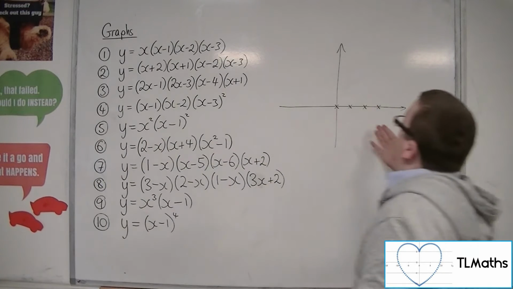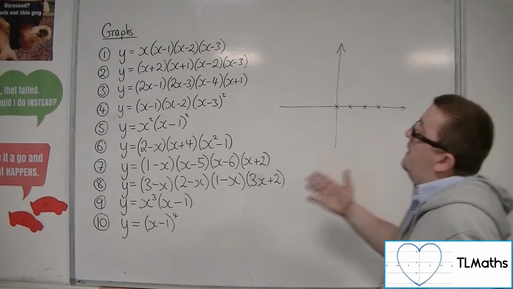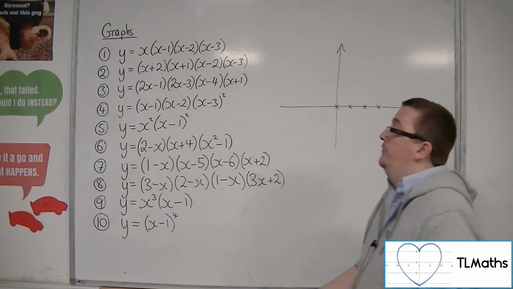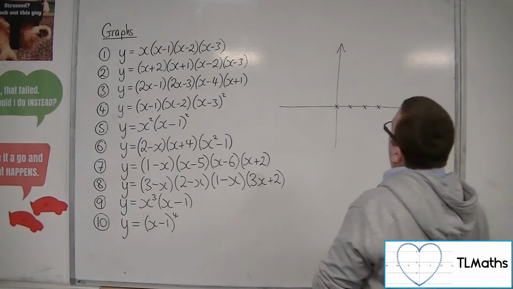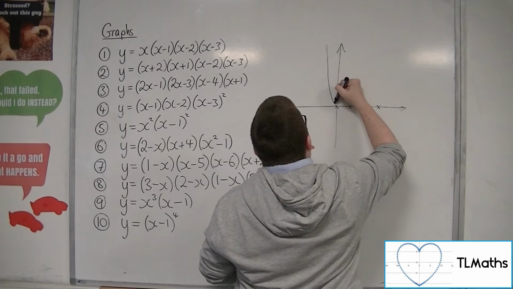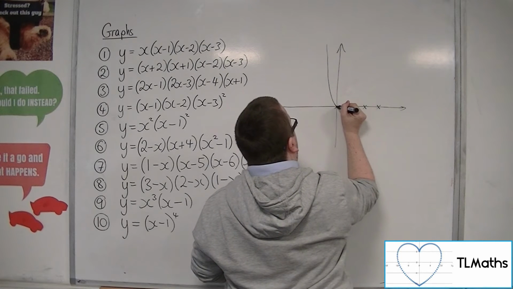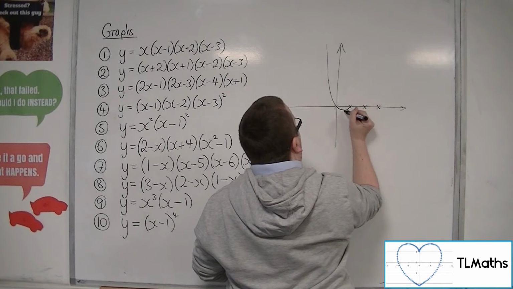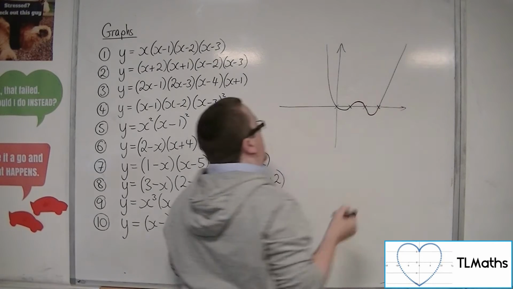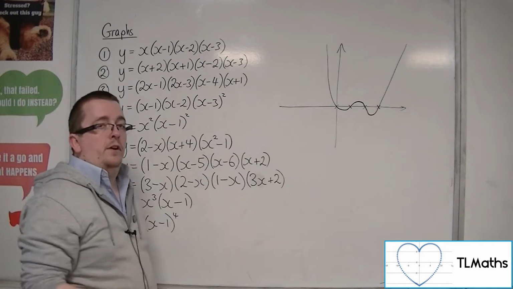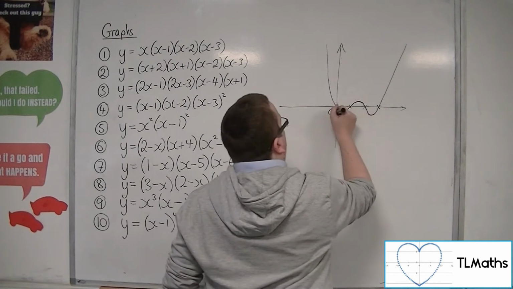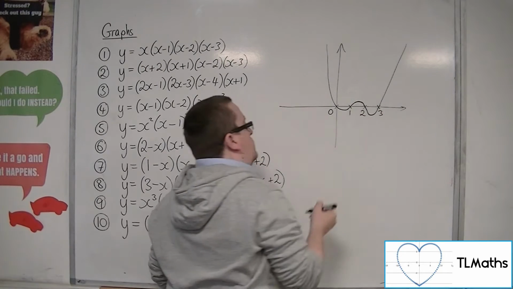So for this one, we must be starting in the top left, because if I expanded all those brackets out, I would get a positive x to the 4. So we must be starting in the top left. And if we're doing that, we must first be going through that 0, 0, then back round and through 1, then 2, then 3, and then shooting off into the top right. So starting in the top left, ending in the top right. So 0, 1, 2, and 3.